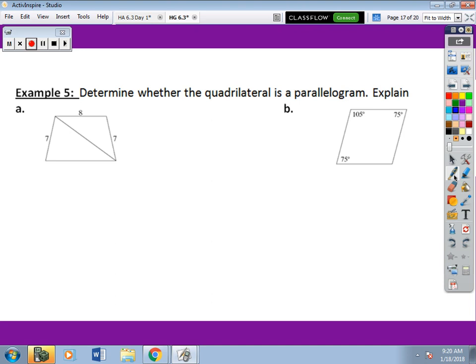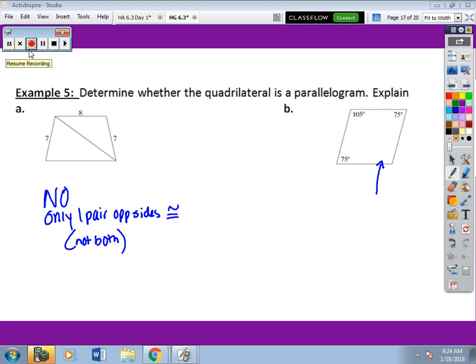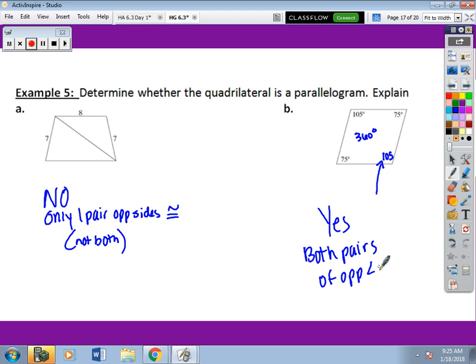Especially be careful with, put this on. Oh, 360. How many degrees are inside of a quadrilateral? 360. So you can take 360, subtract, subtract, subtract, and you will prove that this is 105 using quadrilateral sum. And then you can say that yes, both pairs of opposite angles are congruent. You'd have to use quad sum.